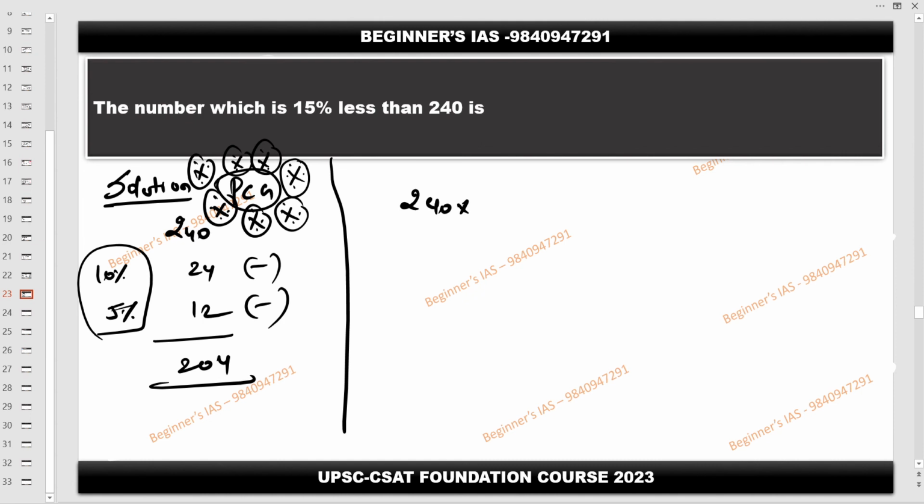15% less. Always remember the total percentage is going to be 100%. 15% less means 85% of 100. That is what the question demands here. So now we need to calculate 85% of 240. 20 by 100 cancels, 17 times 12. 12 17s are, 10 17s are 170, then 2 17s is 34. 170 plus 34 is nothing but 204. Clear?